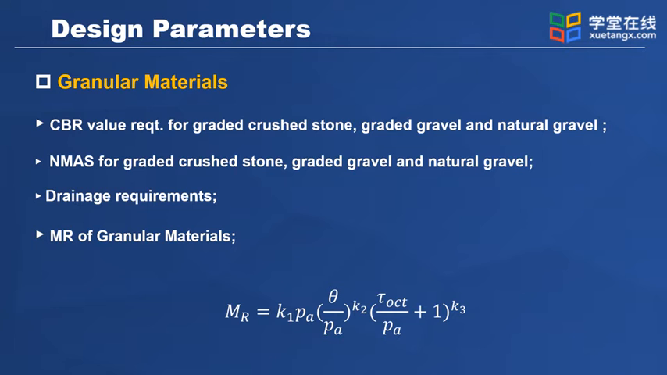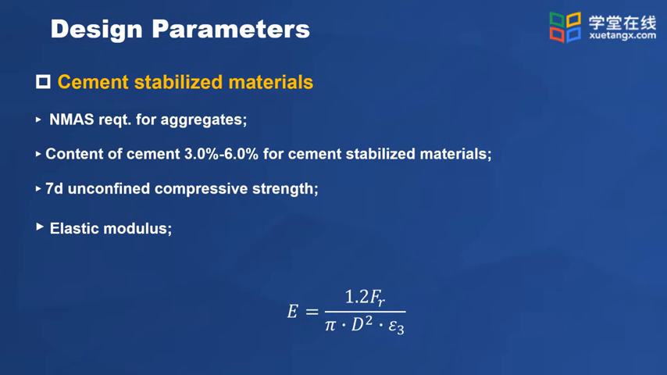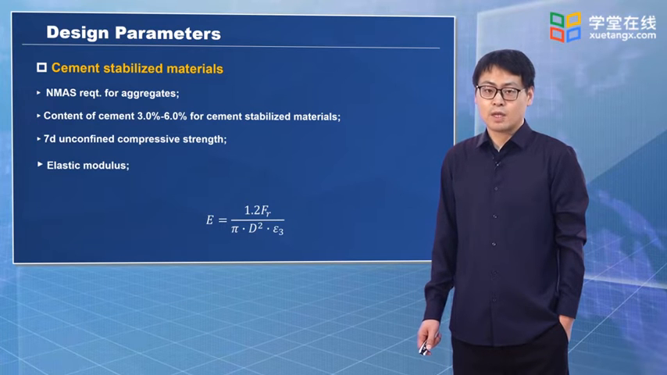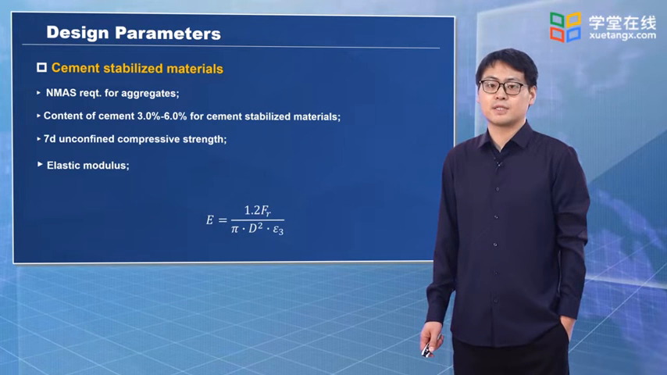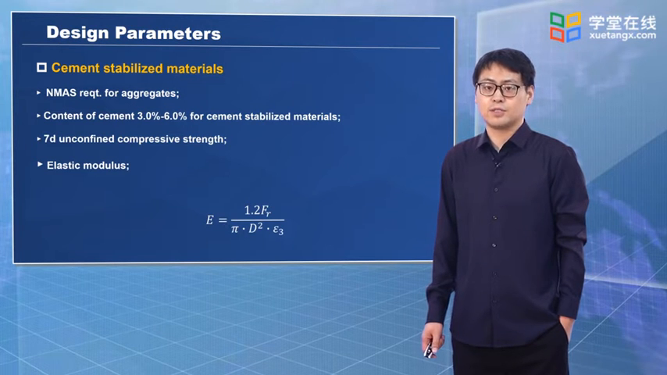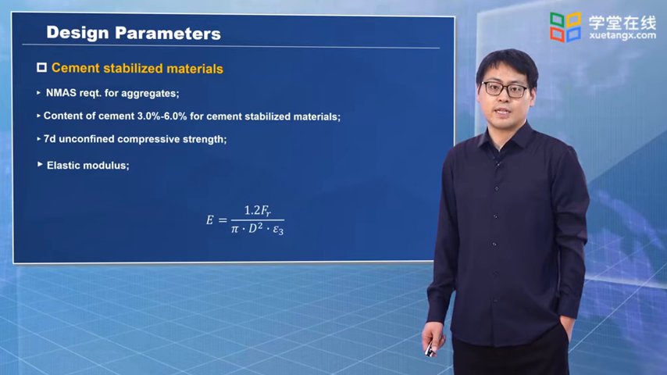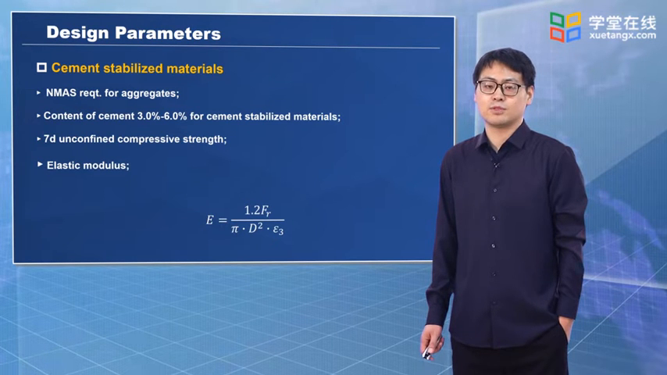For hydraulic bond materials, like cement stabilized materials, there's a nominal maximum aggregate size requirement on aggregates. For instance, the nominal maximum aggregate size has to be less than 31.5 mm for aggregates for the base layer for expressway and Class 1 highway. The cement content has to be between 3% and 6% for cement stabilized aggregates to control shrinkage cracking. The cement stabilized aggregates should be designed based on the 7 days unconfined compressive strength.